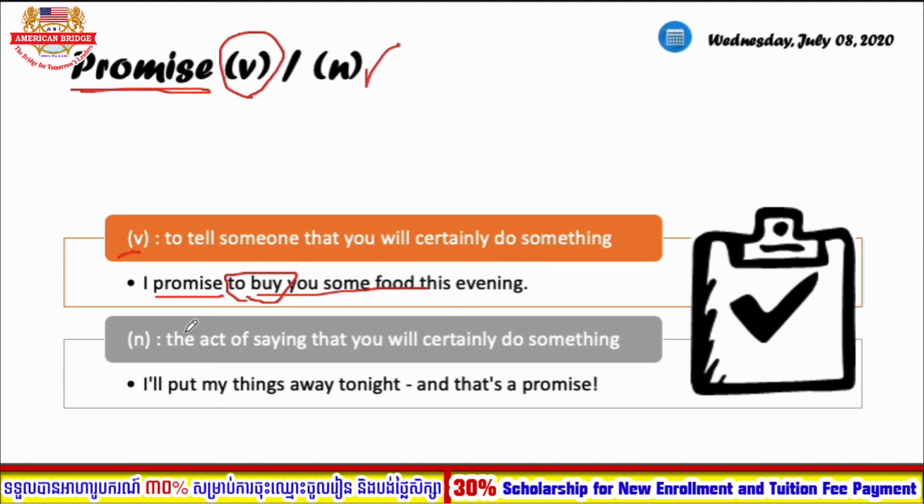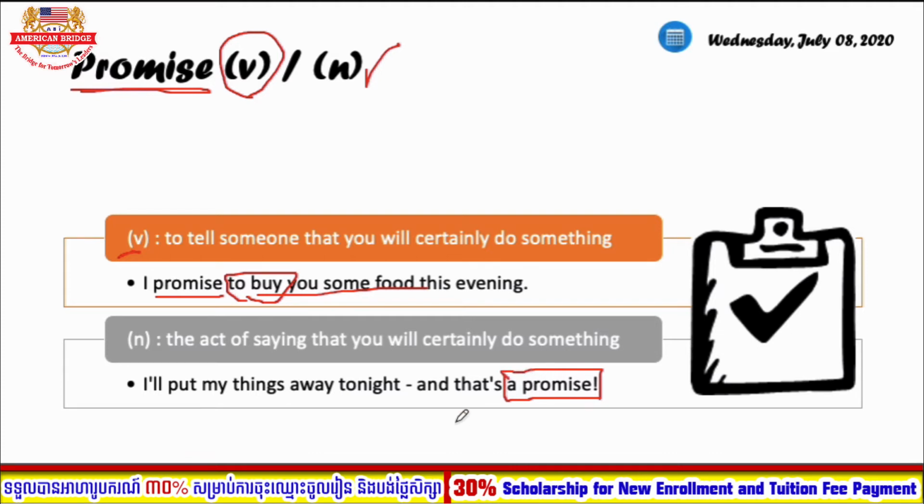Let's look at promise when it functions as a noun. When promise functions as a noun, it means the action of saying that you will certainly do something. You make a promise. So let's look at the example. I'll put my things away tonight, and that's a promise. As you can see, we have the article a plus the word promise here. So you automatically know that this word functions as a noun because in front of it is the article a.